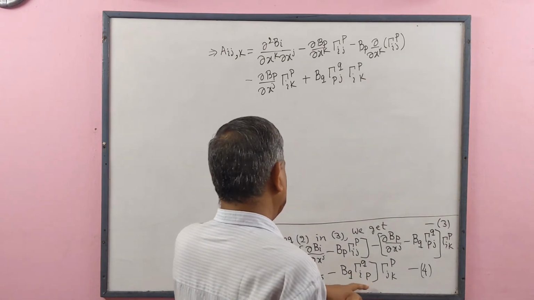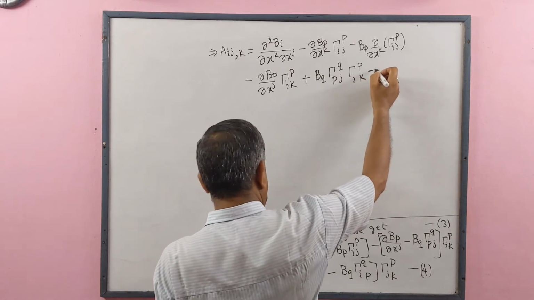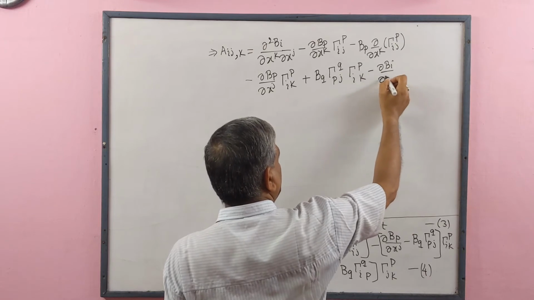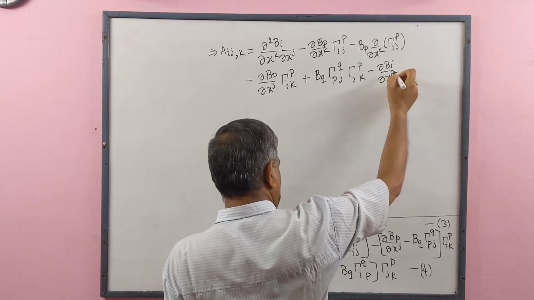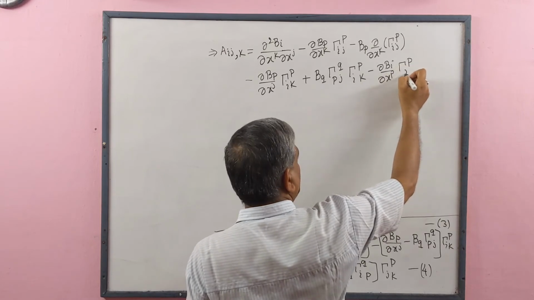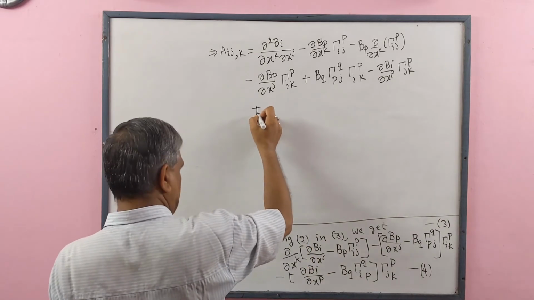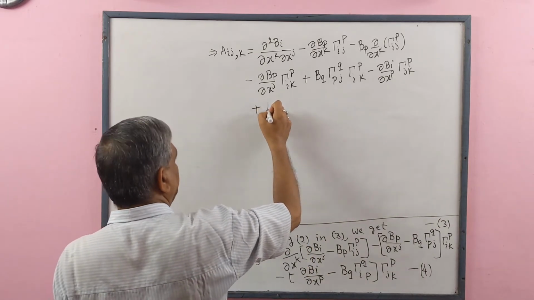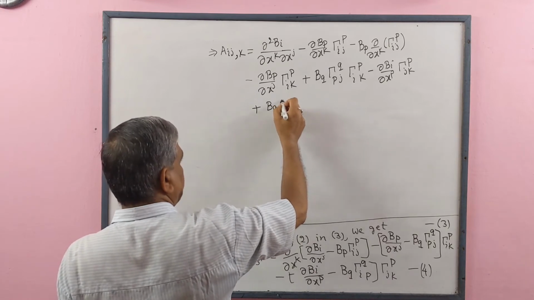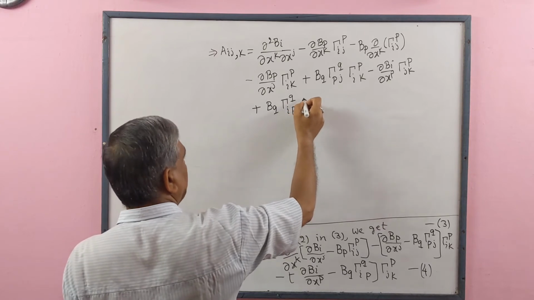Then we write this, minus del BI by del XP, Christoffel symbol second kind PJK, plus BQ, Christoffel symbol second kind, QIP, PJK.